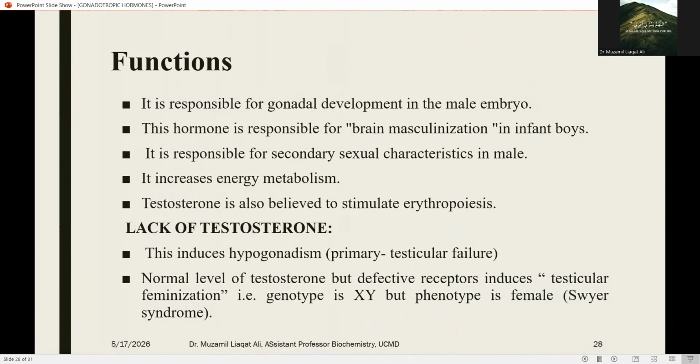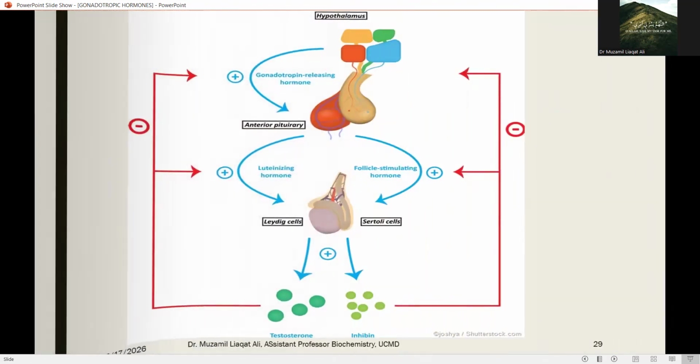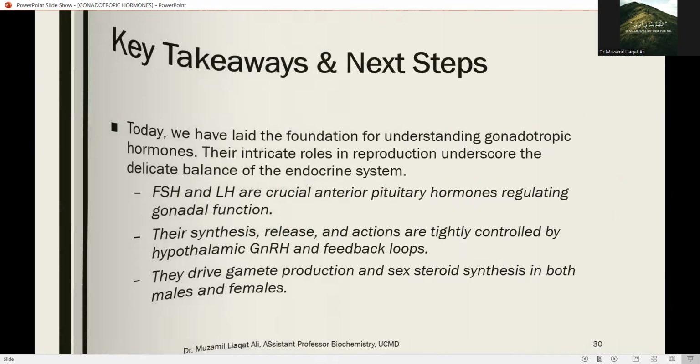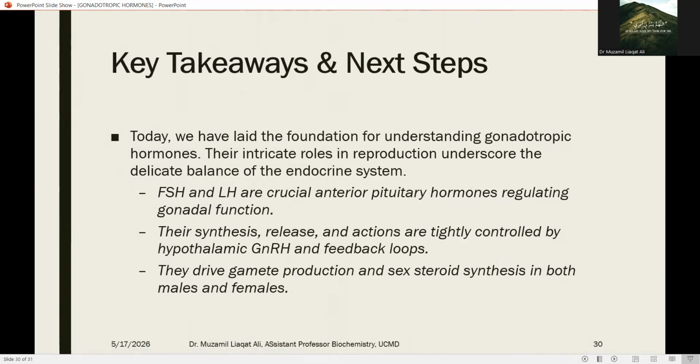In the next lecture, we will discuss in great detail the female sex steroid hormones. So we have now completed the comprehensive mechanism and clinical overview of the gonadotropin releasing hormone and the gonadal steroids, right?